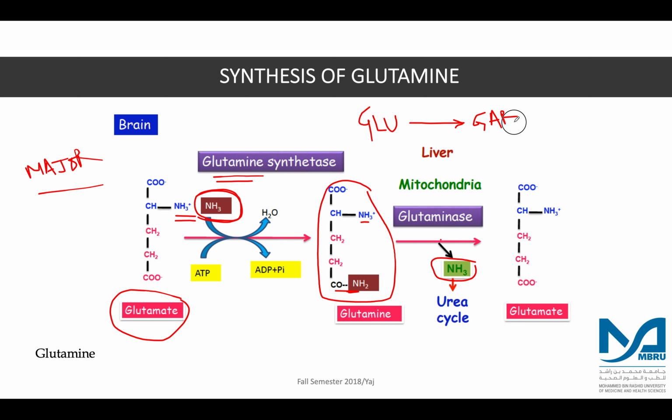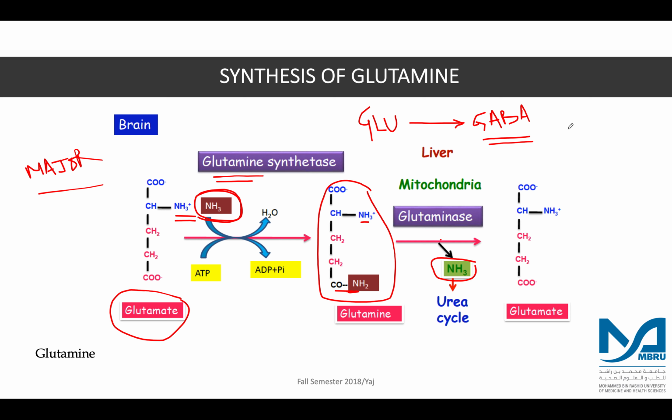Gamma amino butyric acid. GABA is a neurotransmitter. Probably Dr. Bakroom would have talked about this when he talked about cell signaling. So glutamate is converted to GABA, and that GABA acts as the neurotransmitter.